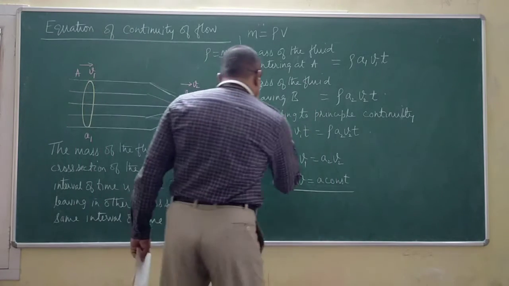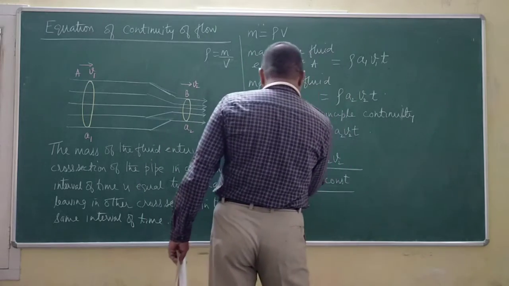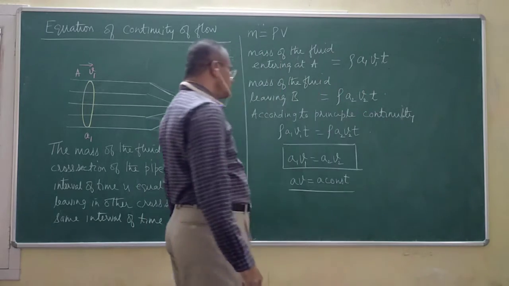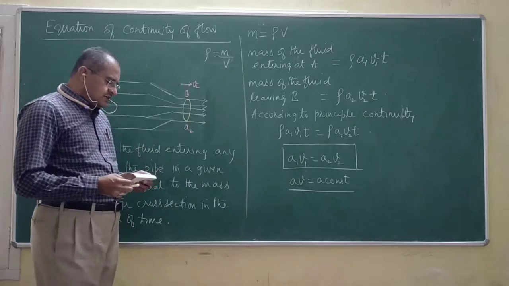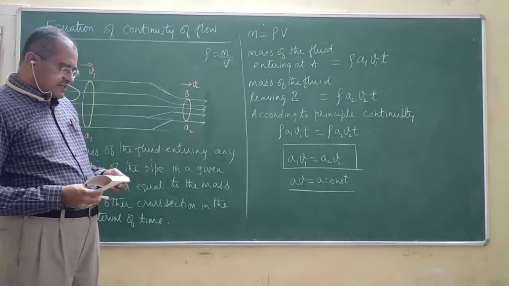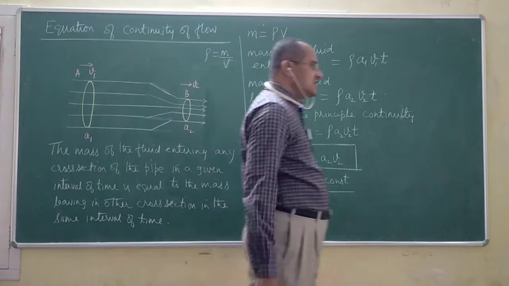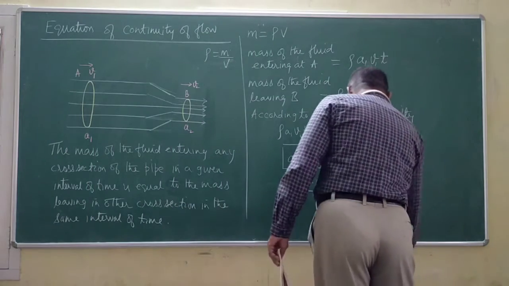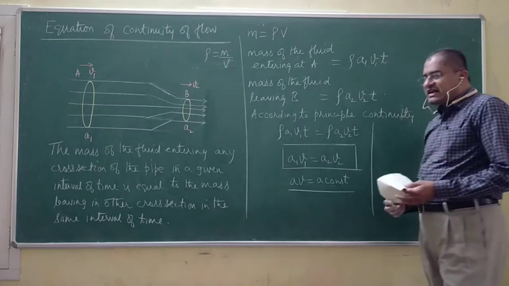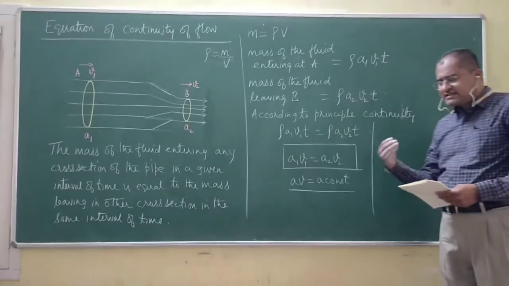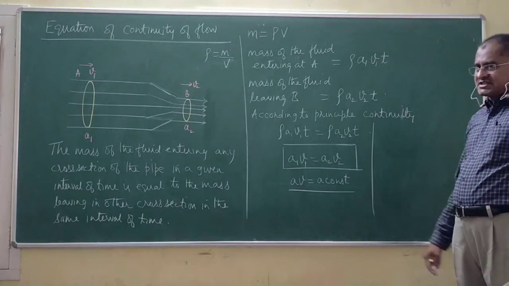So this equation A1V1 is equal to A2V2, we precisely call it as the equation of continuity of flow of a liquid. Equation of continuity of flow of a liquid. Now what do we understand from this? What are the inferences we can make from this equation?